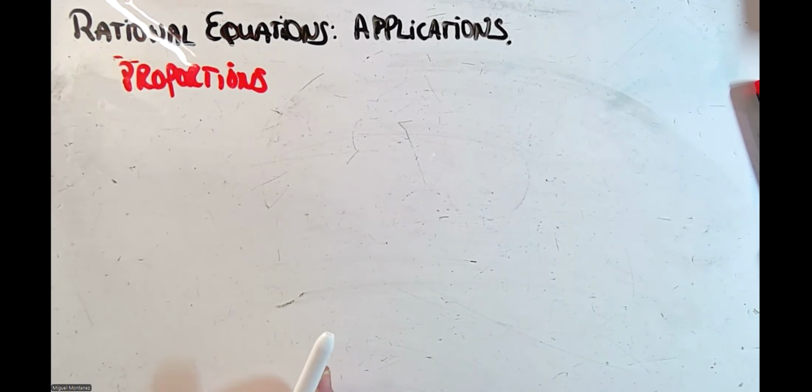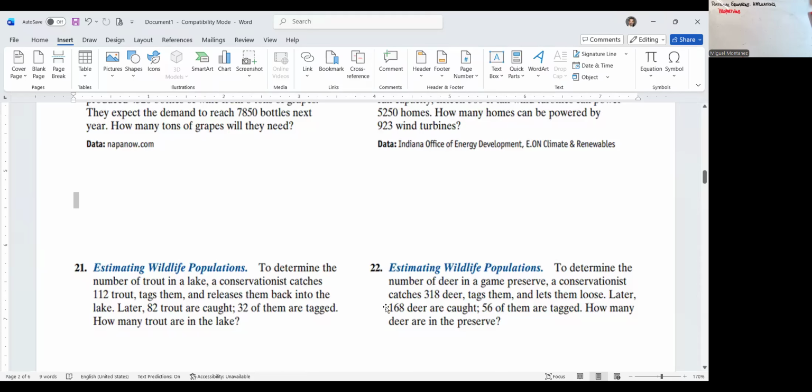Let's try another example. Okay, let's try number 22 here. Estimating wildlife population. We need to know how many deer are in a preserve. So what's the drill? The scientists caught 318 deer, tagged them, and let them loose. Then he came back and caught 168 deer, and out of those, 56 were tagged. How many were there in the preserve?